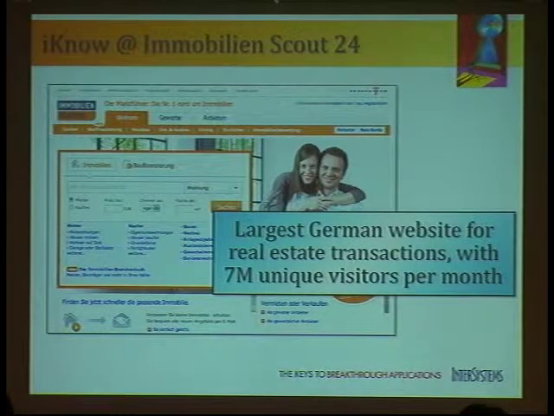In a very different domain, let me talk about real estate transactions. Immobilien Scout 24 is a website based in Germany that publishes real estate listings and helps people find properties that may meet their criteria, properties that are for sale. It has a very large user population, over 7 million unique visitors each month.